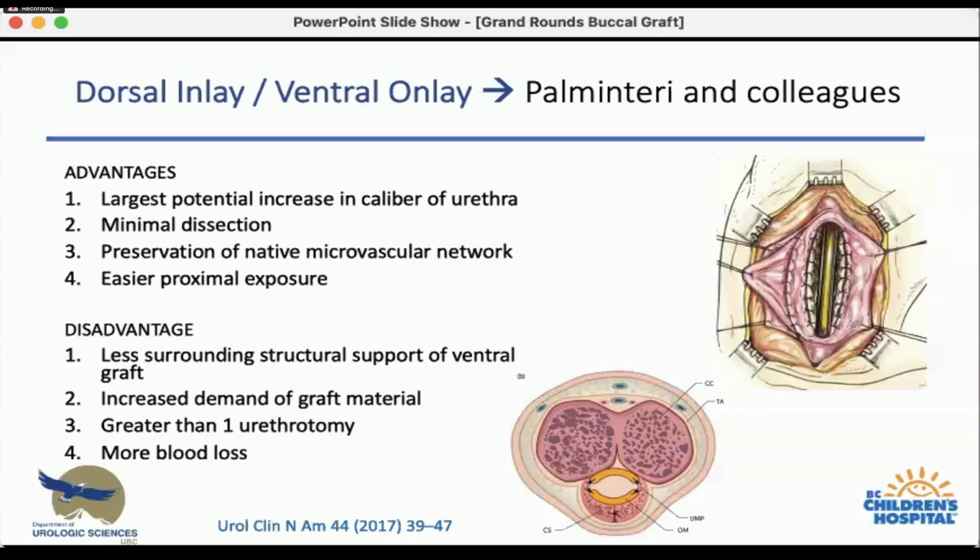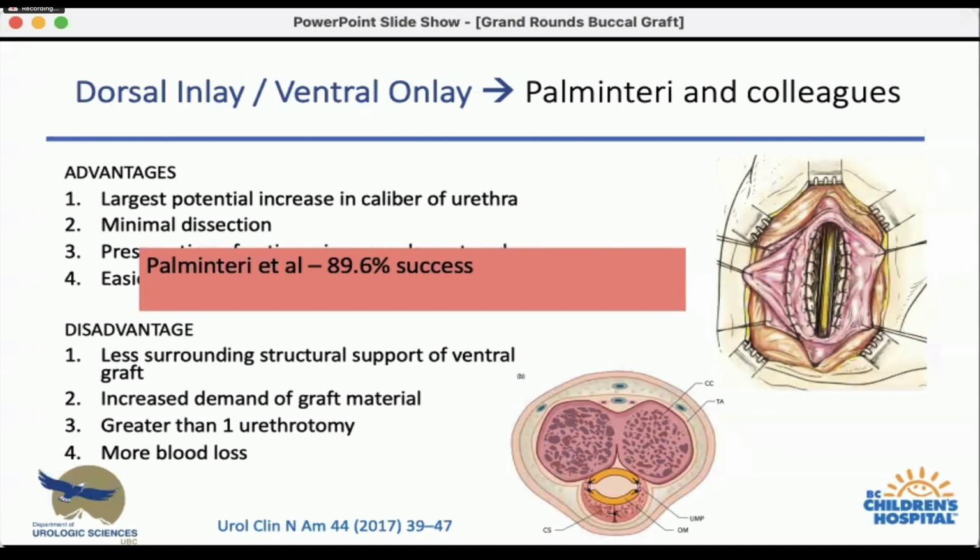And finally, the Palminteri technique, which involves a dorsal inlay and a ventral onlay. But its disadvantages include less surrounding structural support of the ventral graft. It increases the demand of graft material. It has more than 1 urethrotomy and more blood loss. Success rates, almost 90%.